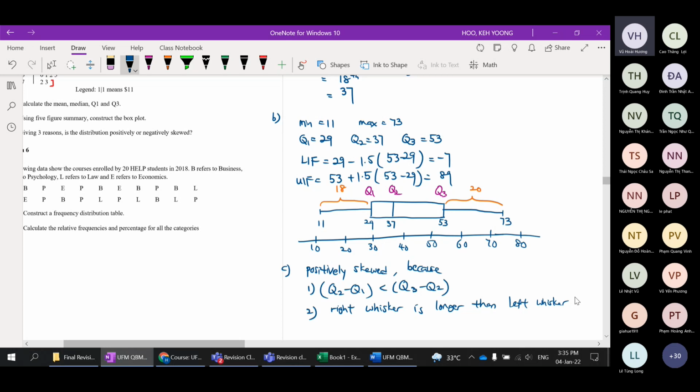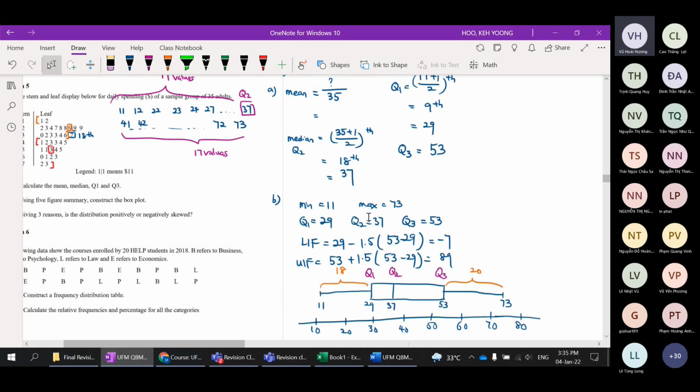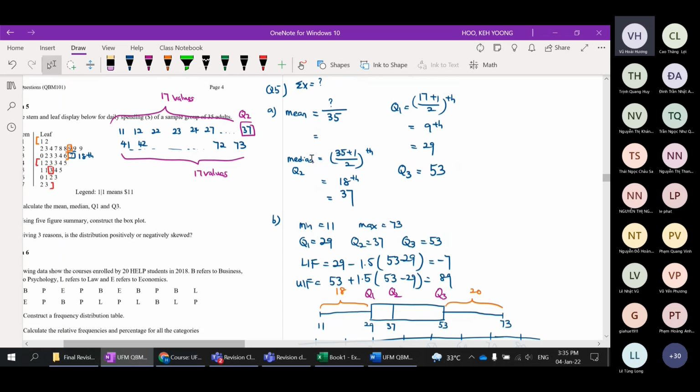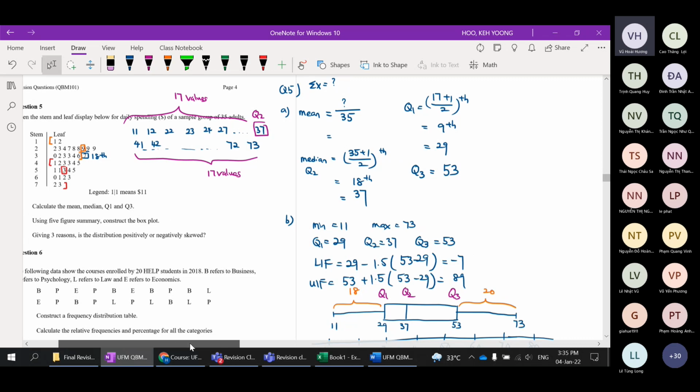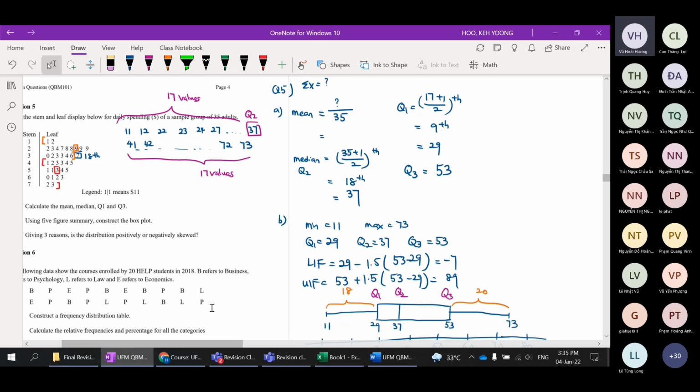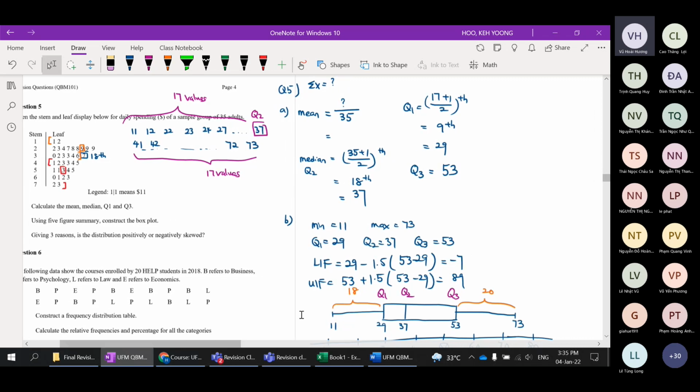Okay, and then what is the third reason? Third reason is based on the mean, median, and mode. Okay, mode is 29. But then has anyone calculated the mean? Where's the mean for these questions? Yeah, anyone got it already?